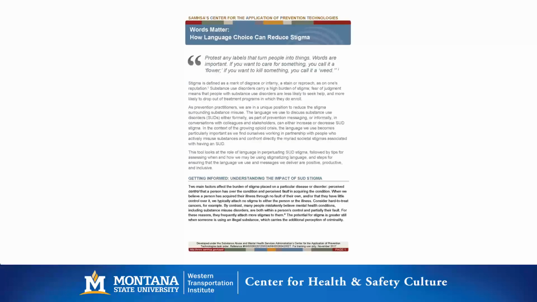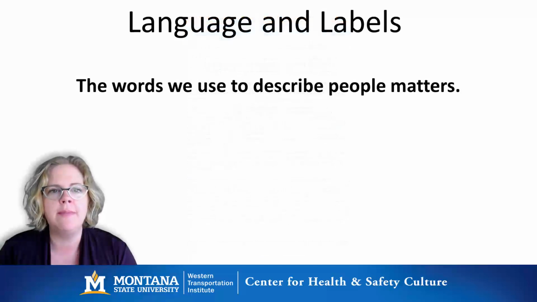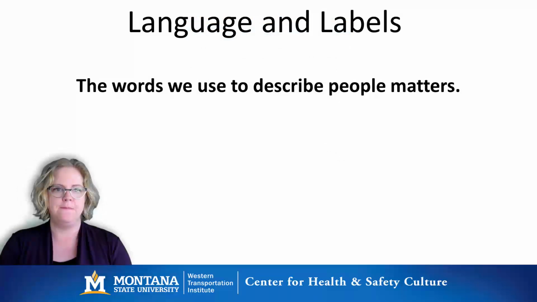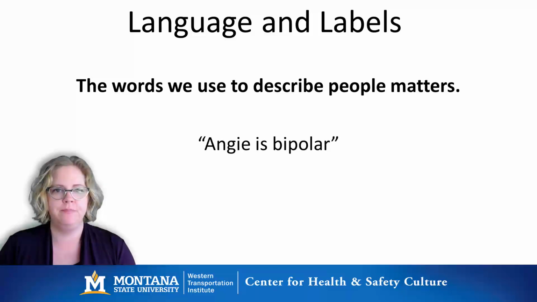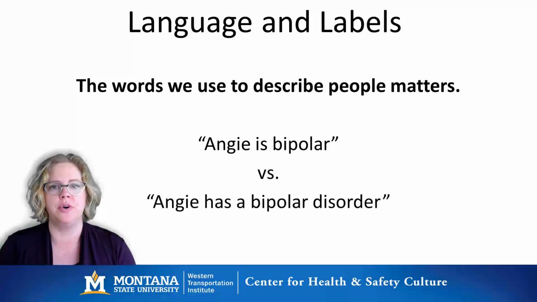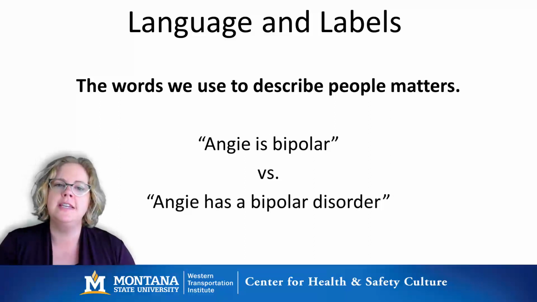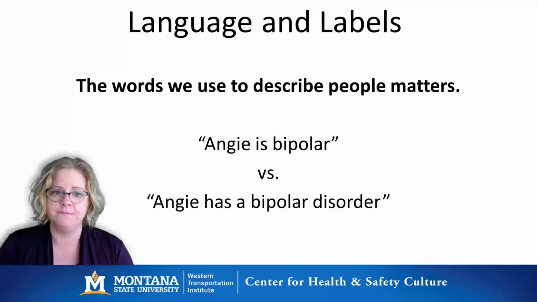Labels are used to reference a group. So let me give you one example of how labels can perpetuate stigma. For example, the statement, Angie is bipolar, suggests that Angie and bipolar are one and the same. However, if we say Angie has a bipolar disorder, that signals that the condition, bipolar, is separate from the person. It also conveys that bipolar is a condition that could happen to anyone.